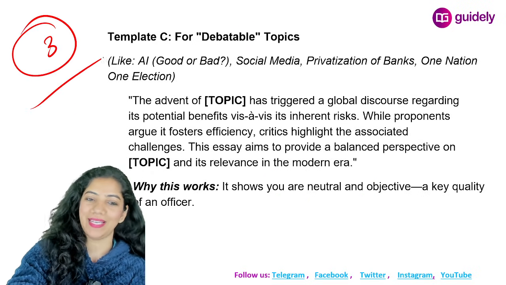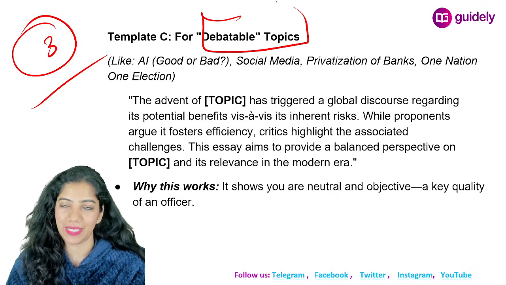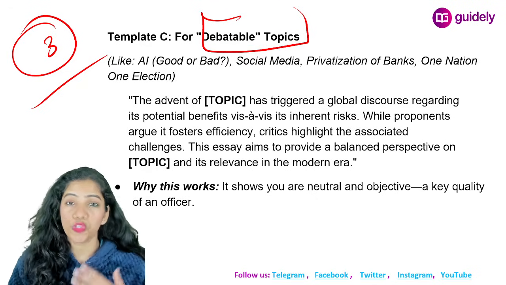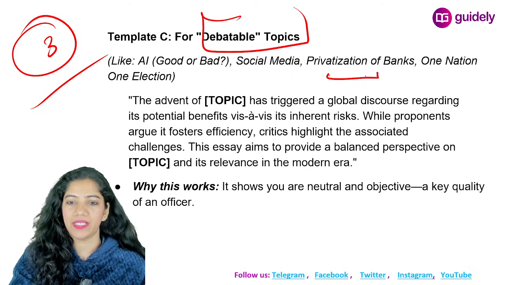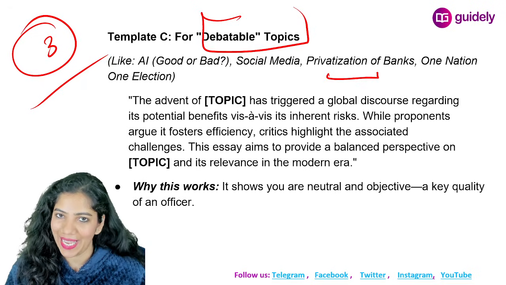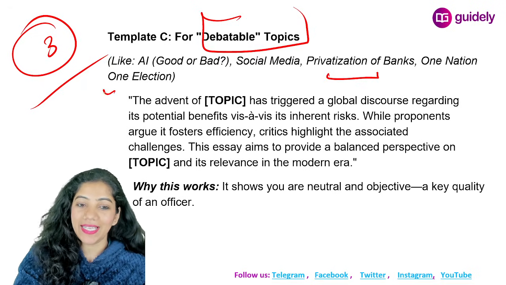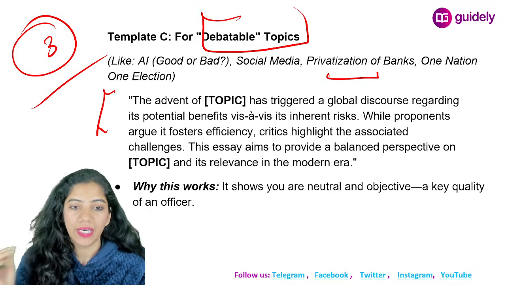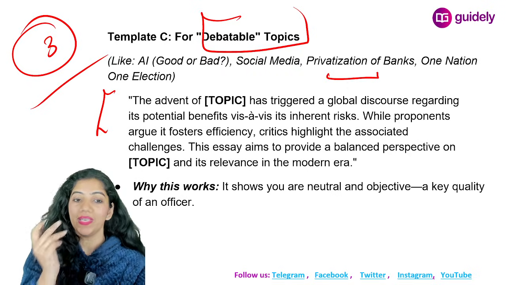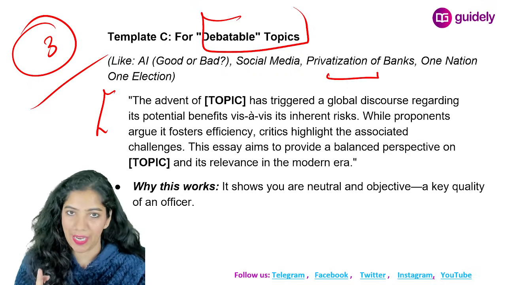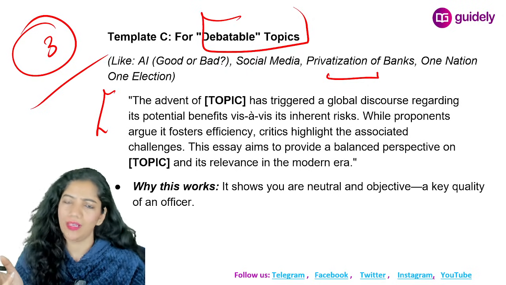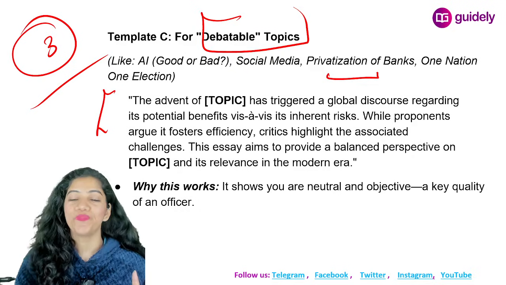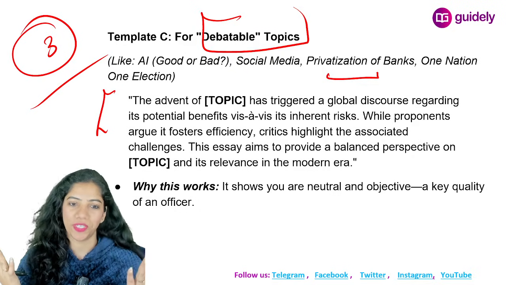So the trick number 3, template number C for the debatable topics. Look, this is going to be an amazing one. AI, good or bad? Social media, good or bad? Privatization of banks, one nation, one election. Let's see the trick for this one. The advent of one nation, one election has triggered a global discourse regarding its potential benefits. Half of the people say it's good. On the other hand, the rest do not agree. So you are talking about the debate situation here, right?